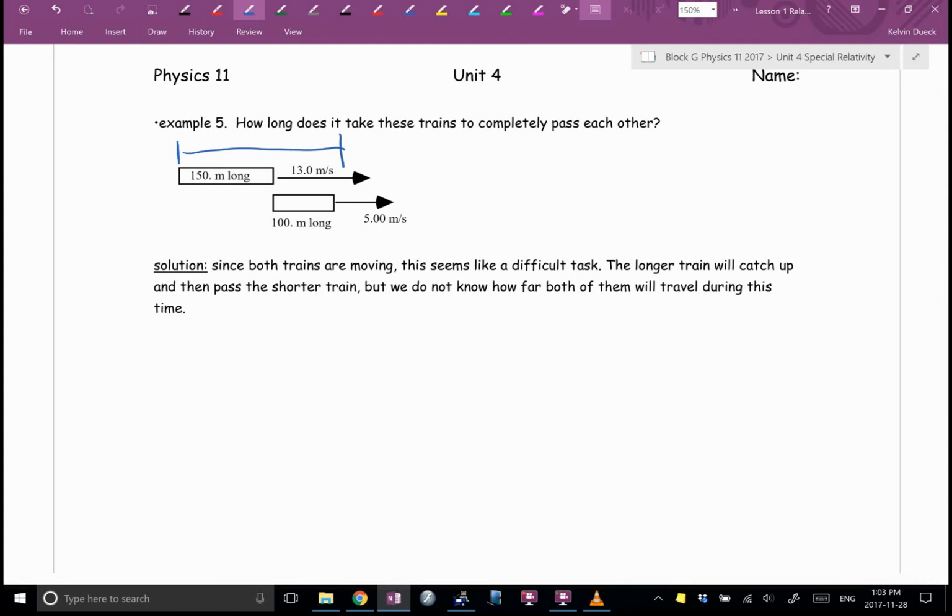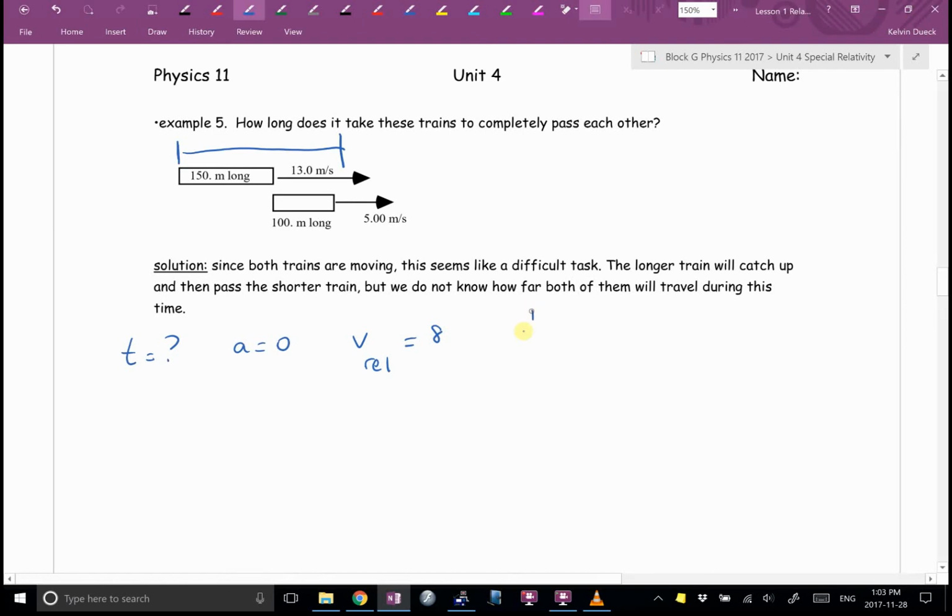Maddie, what's this question asking me to find when it says how long? I wrote here, since both trains are moving, this seems like a difficult task. No, both trains are not moving, not in our relative speed or relative velocity world. We are going to say that A is 0. What's the relative speed of these two trains? What's the speed of these two trains relative to each other? 8.